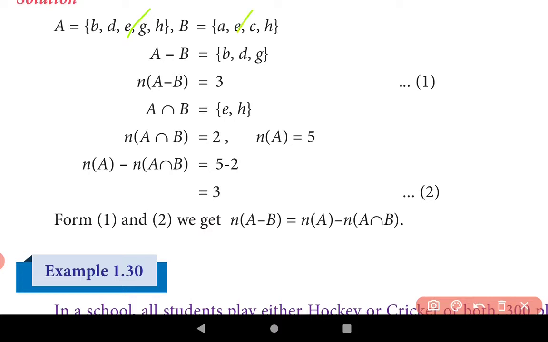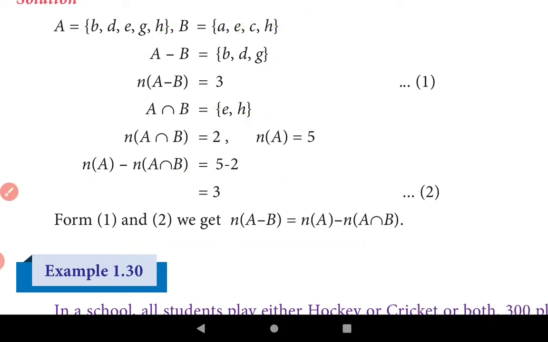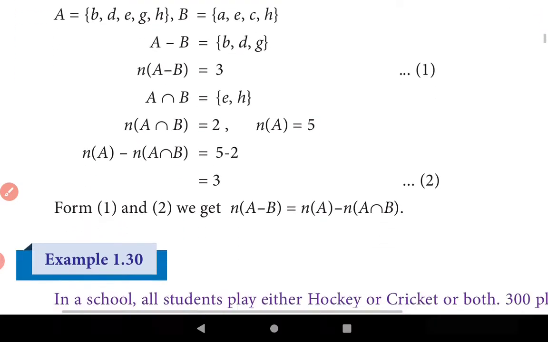E, H. Now how many elements do we have in A intersection B? 2 elements. So when you subtract, n(A) − n(A ∩ B), 5 minus 2 is equal to 3. So from 1 and 2, both are equal. So we get n(A − B) = n(A) − n(A ∩ B). I hope you understood example 1.29.